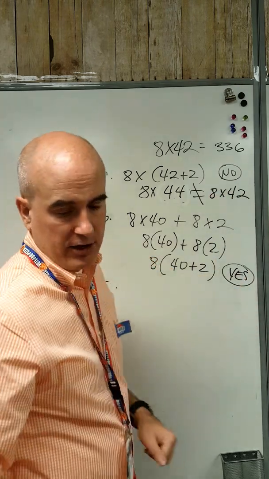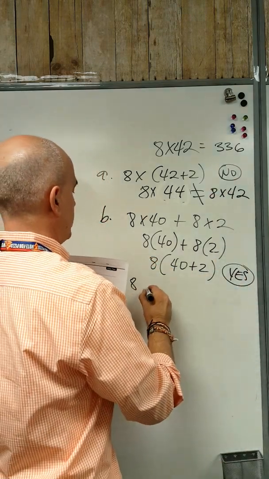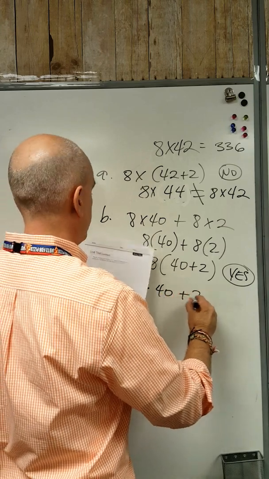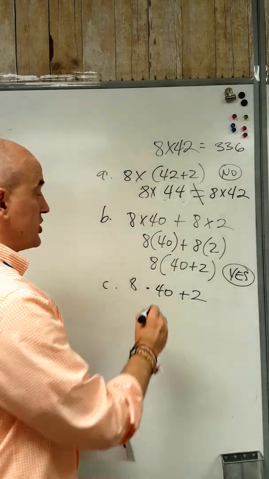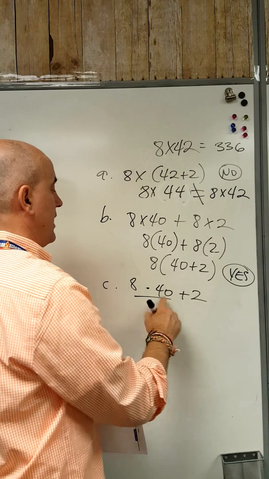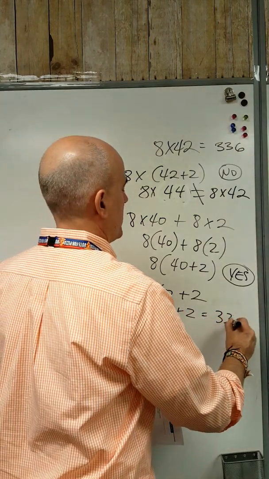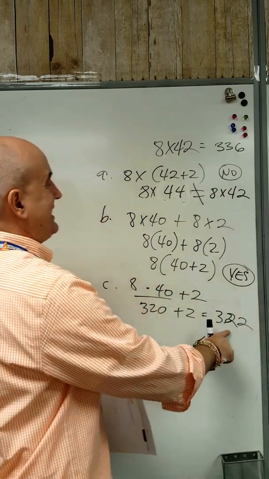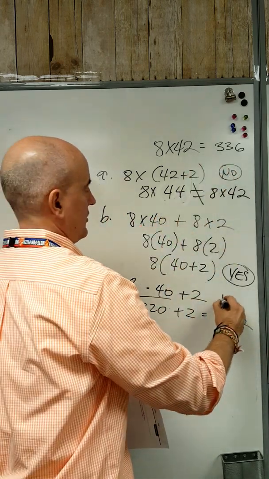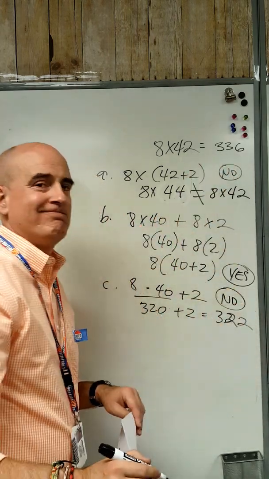Letter C. Letter C says 8 times 40 plus 2. So if we're using order of operations, we would multiply this first. 8 times 40, 320, plus 2 equals 322. Not the same as 336. So this would also be a no.